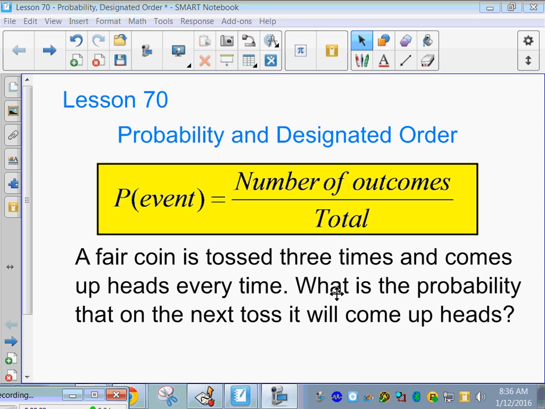Yes. Do the first 3 tosses affect the probability of that next toss? No. So it doesn't matter what it says in that sentence. We could toss the coin 1,000 times, and we still have a 1/2 chance on the next one, right?